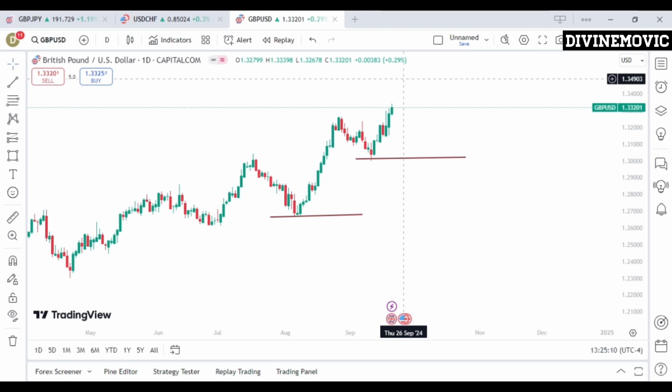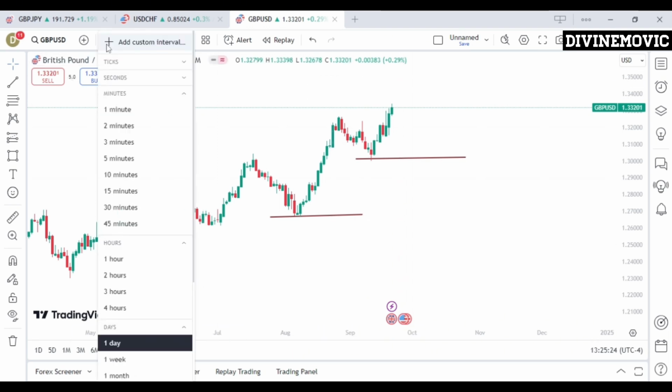The way we can find that out is simply to understand what price is doing on the 4 hours time frame, identifying market structure and, most importantly, supply and demand zones. And we want to identify these on the 4 hours time frame.